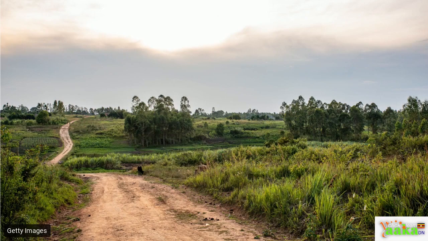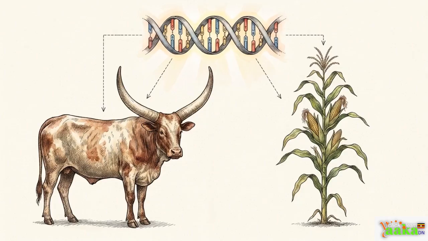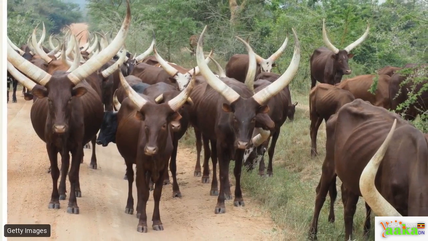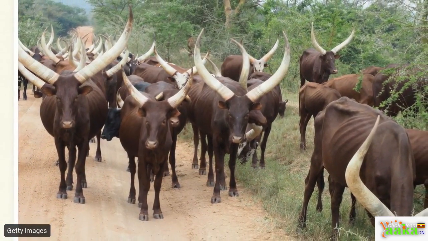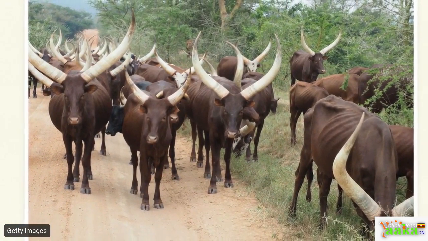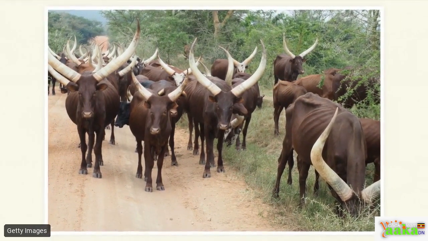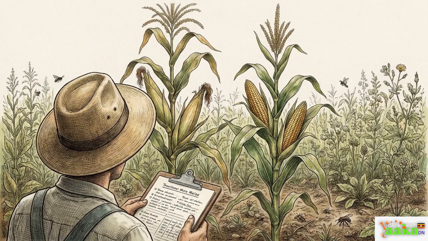Take a close look at the fields along a typical rural road. Every plant and animal here follows an invisible set of instructions passed down from its parents. You can see the results of these instructions everywhere. In this herd of Ankole cattle, some animals grow massive, sweeping horns, while others standing right beside them have much shorter ones. Farmers pay close attention to these differences.